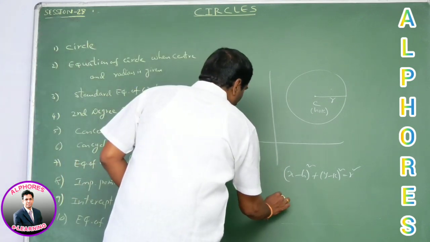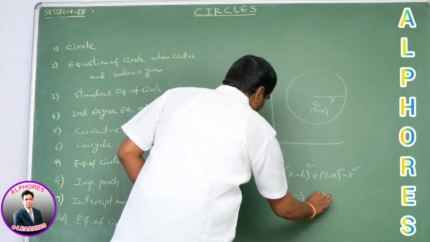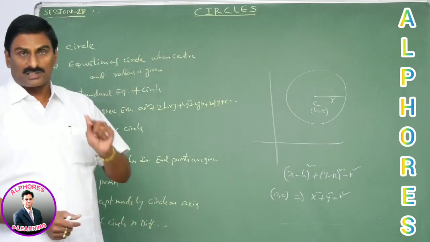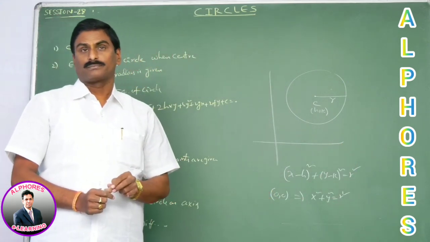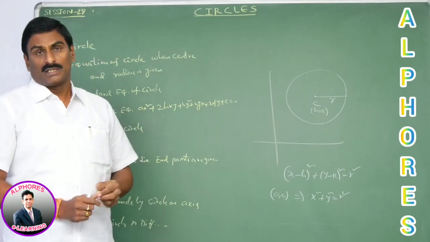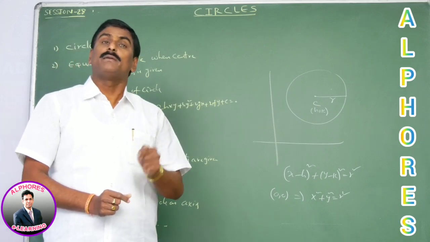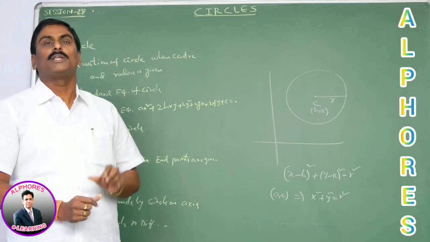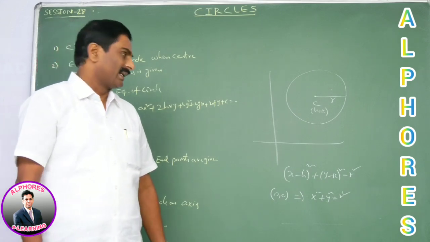Suppose the center of the circle is 0 comma 0, then it can be reduced into x square plus y square is equal to r square. If the radius r is equal to 0, it is said to be a point circle. If r greater than 0, then it is said to be a real circle. If r less than 0, then it is said to be an imaginary circle. If r is equal to exactly 1, then it is said to be a unit circle.